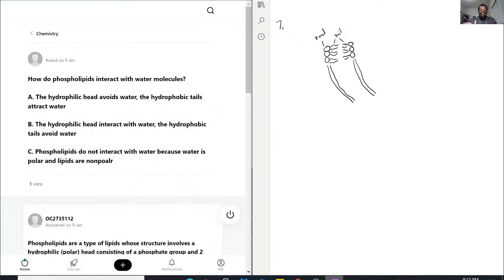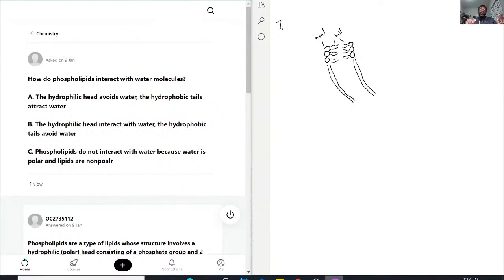Okay, so now let's see what each answer says. It says a hydrophilic head avoids water, the hydrophobic tails attract water. So here, it's actually giving us a lot of information. They say hydrophilic. Now when it says philic, it means loving. So hydrophilic means water loving. There's no way a water loving something will avoid water. So you can already guess based on this what the next part will say.